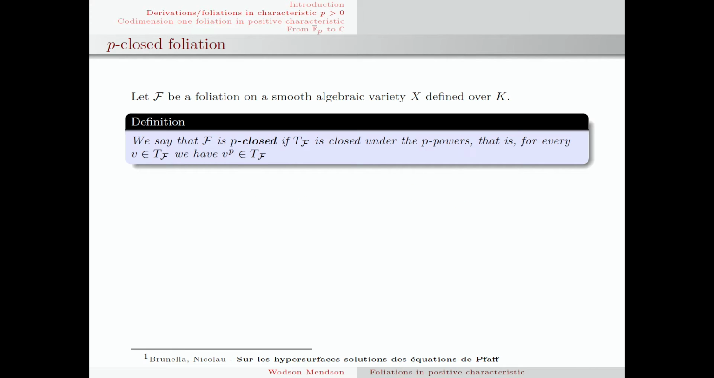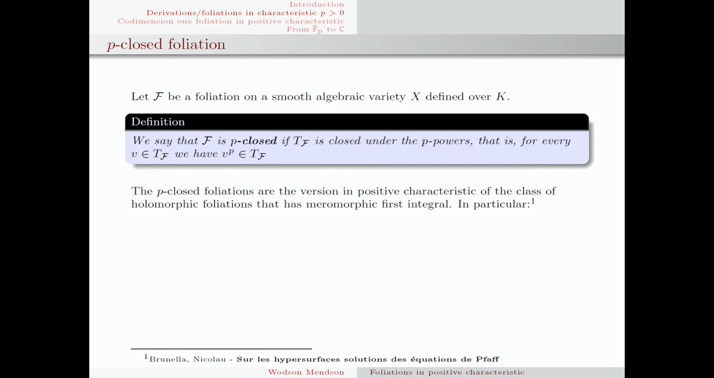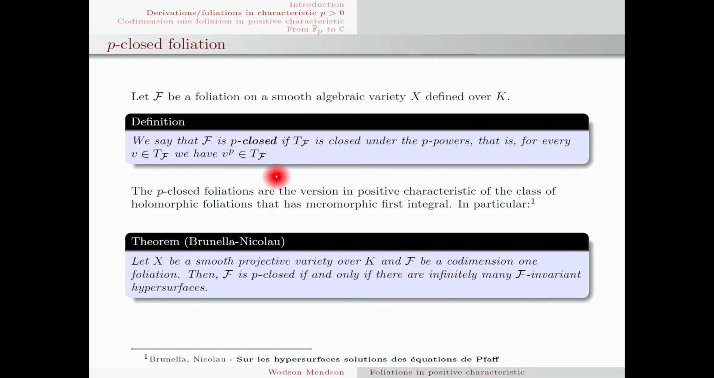Okay, this is P-closed foliations. The P-closed foliation is a positive characteristic version of the class of holomorphic foliations that have a meromorphic first integral. In particular, we have this result, which says that in codimension 1, the foliation is P-closed if and only if there are infinitely many F-invariant irreducible surfaces.